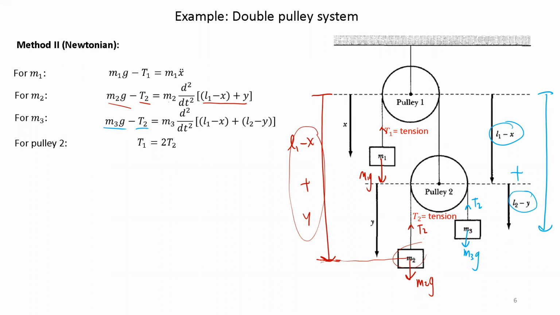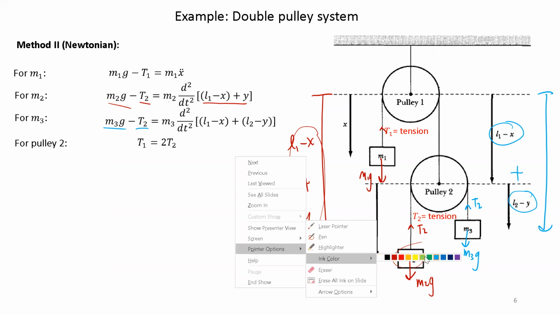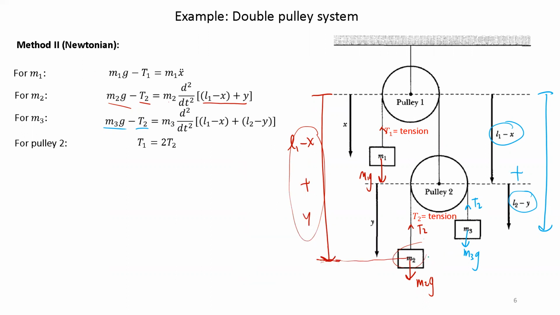Okay, so now how many equations do we have? So far we have 3 equations, and how many unknowns do we have? The unknowns are T1, T2, x and y. So we have 3 equations but 4 unknowns. Then we actually have one more equation that is hidden.